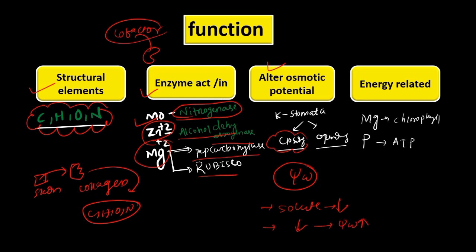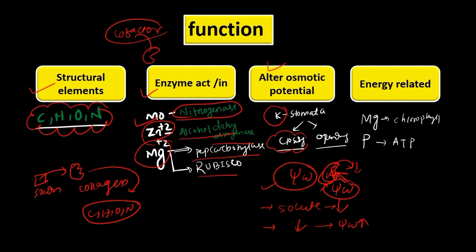Like in stomata, one nutrient or mineral called potassium helps in closing and opening of stomata due to solute concentration. If the solute concentration, or potassium ion, in the cell increases, the water potential decreases, and due to the difference in water potential, water enters from the nearer cell into this specific guard cell of the stomata, and that helps in the opening of stomata.